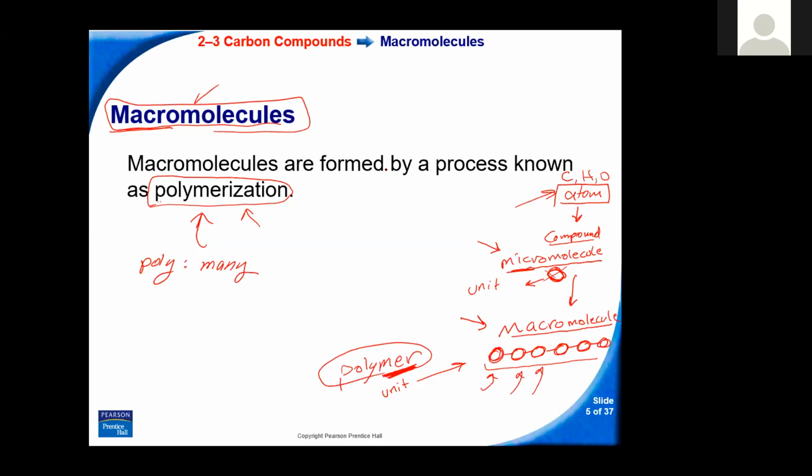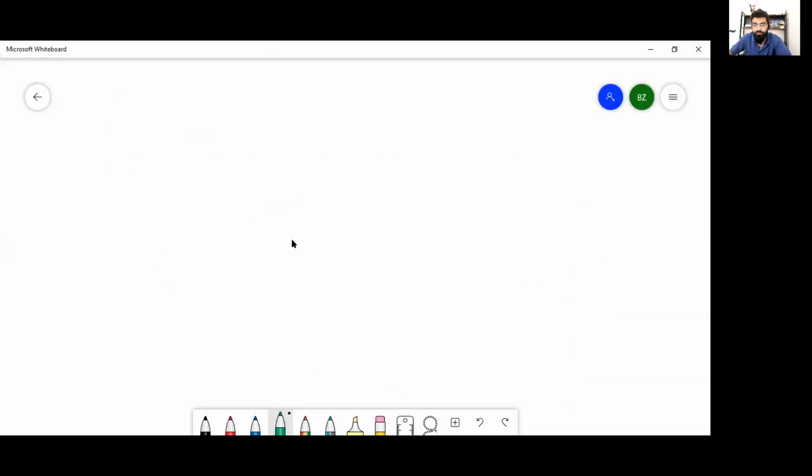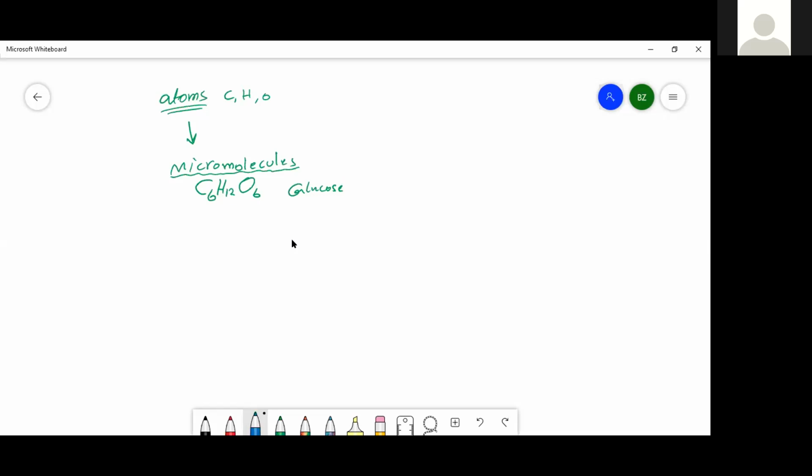Okay, I will go to the board to say it again. So the smallest things we said what? Atoms, such as carbon, hydrogen, oxygen, and others. These atoms can be linked together to form compounds called micromolecules. For example, to make it easy for you, if you bring 6 carbons and 12 hydrogens and 6 oxygens, it will make a micromolecule called glucose.